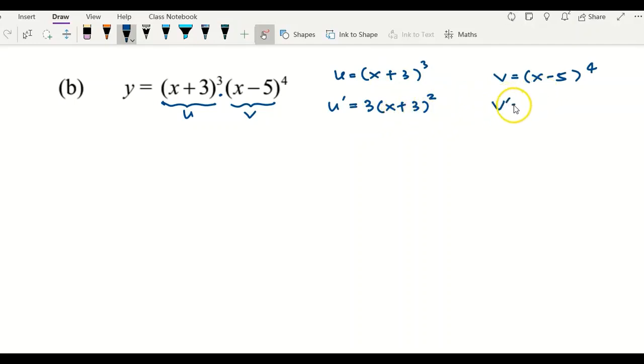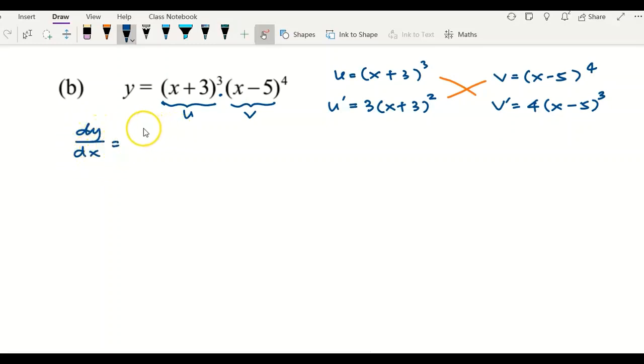To get your v prime, I will apply the power rule as well. So bring the 4 over, then you copy down whatever the inner function is in your bracket. And 4 minus 1, you get 3. Then you multiply by 1, where you get the 1 by differentiating the inner function, that is 1. So you get back 4(x minus 5) to the power of 3. So now I can see that the formula of the product rule is u v prime plus v u prime. So I will start to differentiate it.